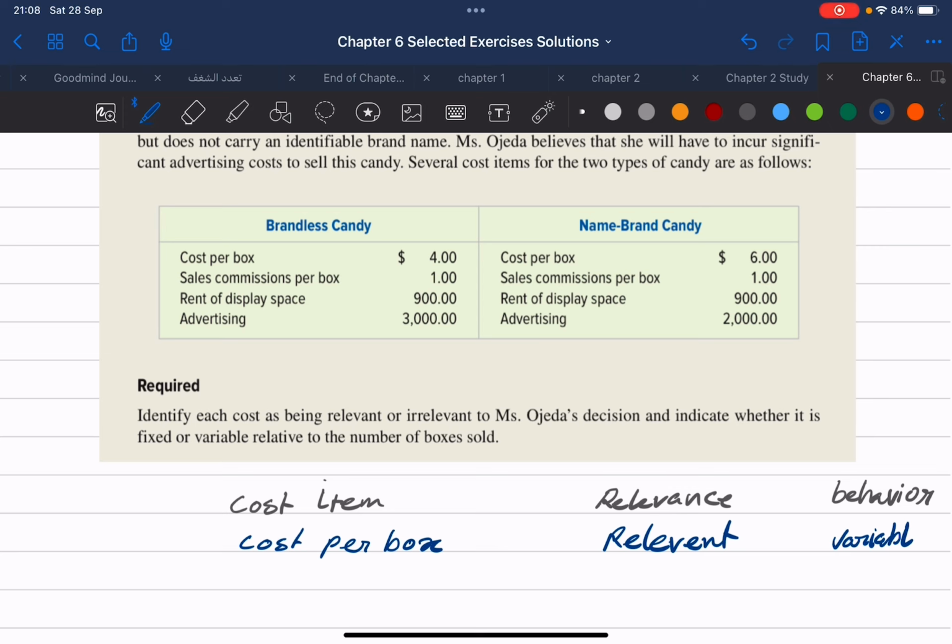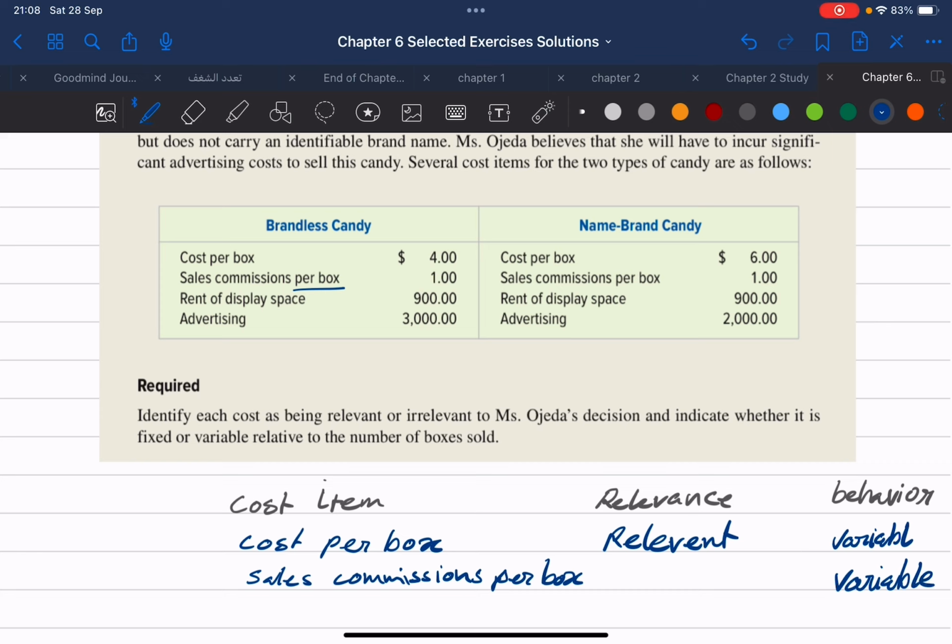Moving on to the second cost item, sales commissions per box. We'll write it down. Now, this is also a variable cost, and typically with a variable cost, you would see this term here. Normally, if you see any cost item that says per box, that means that cost is directly related to the number of units sold, and that means that it is a variable cost.